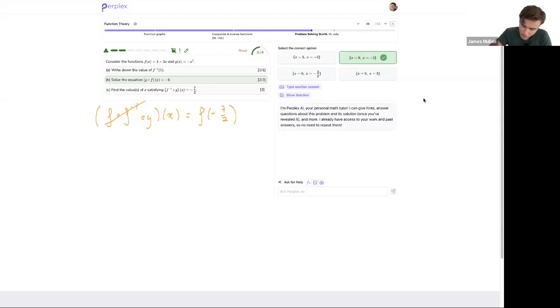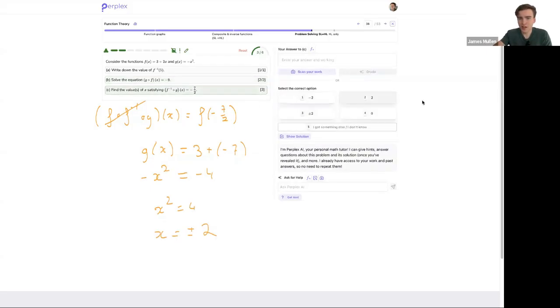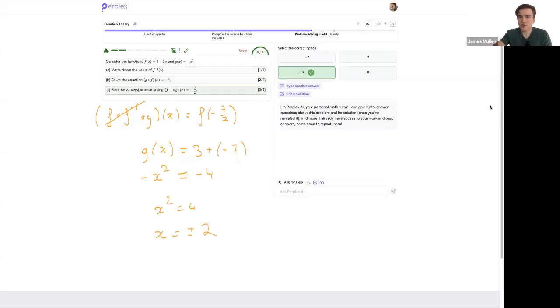And that means that I'm left with just g of x is equal to, and I find f of negative 7 over 2 by plugging negative 7 over 2 into the expression 3 plus 2x. So 3 plus 2 times negative 7 over 2 is negative 7. That's minus 4. And g of x, remember, is negative x squared, which means that x squared is equal to 4. So x is equal to plus or minus 2. And those are my answers. Let's check. Plus or minus 2. There we go.